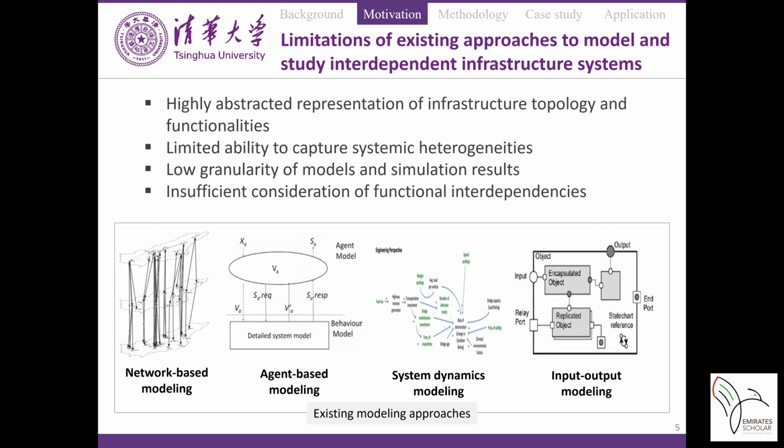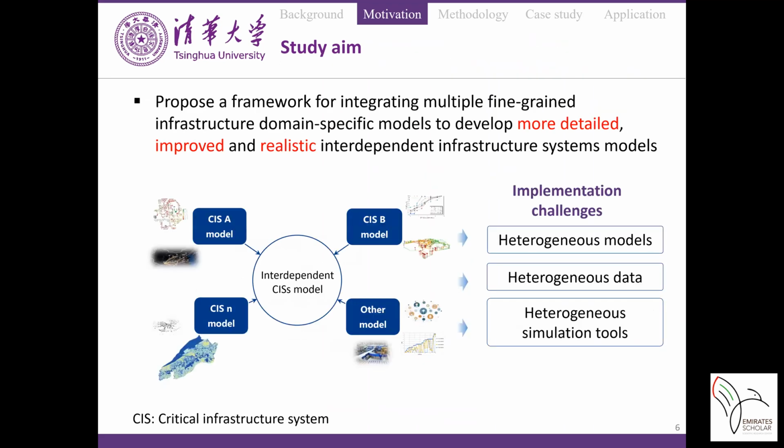These limitations can be well addressed by using domain-specific models. These are physics-based models that leverage the knowledge, data, and techniques that have been accumulated over several years of research in the individual infrastructure system domains. So basically, our study aims at proposing a framework that can integrate multiple fine-grained infrastructure domain-specific models to develop more detailed, improved, and realistic interdependent infrastructure systems models.